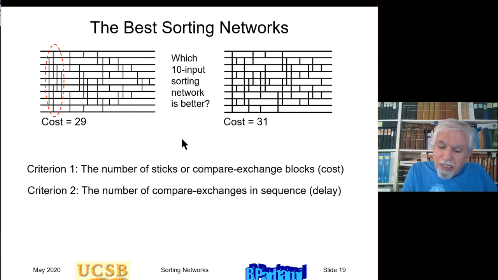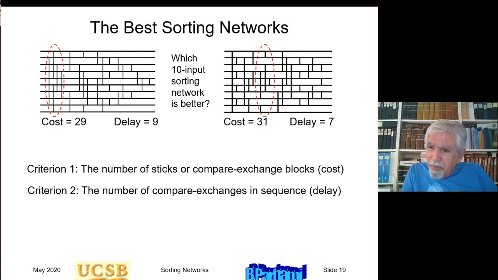But assuming that I can do that, I can count and conclude that the circuit on the right has a delay of 7, and the circuit on the left has a delay of 9. Therefore, that higher cost circuit is faster.